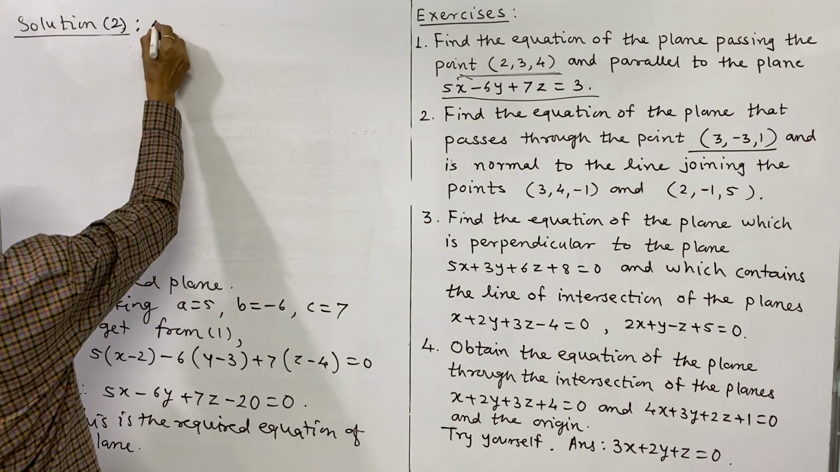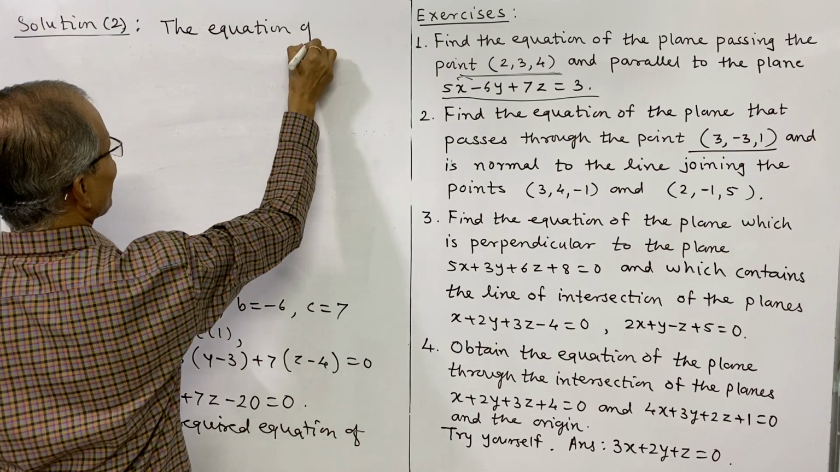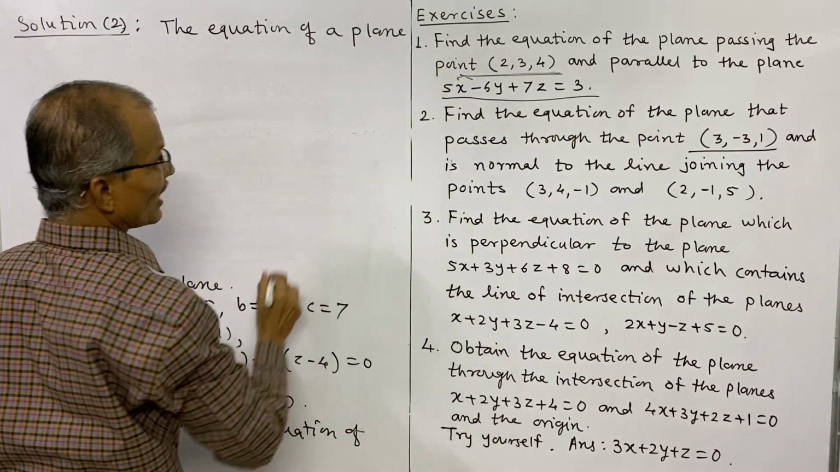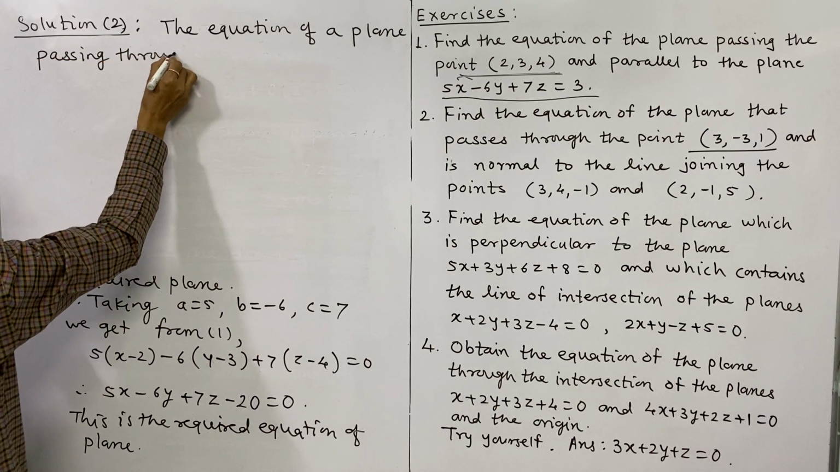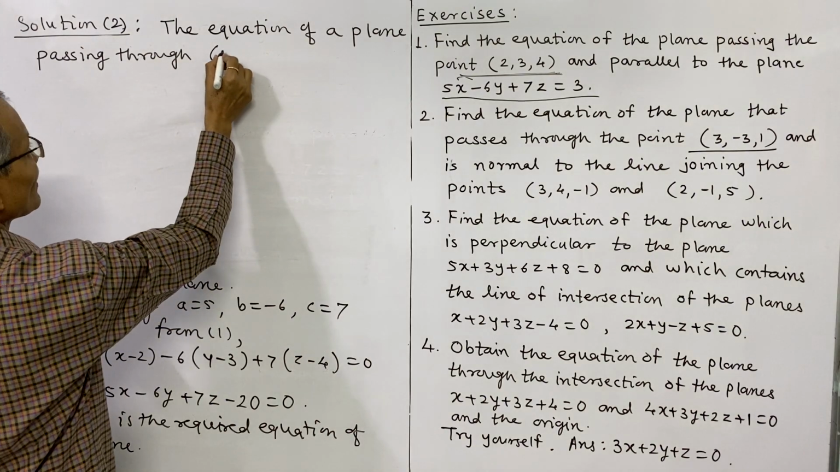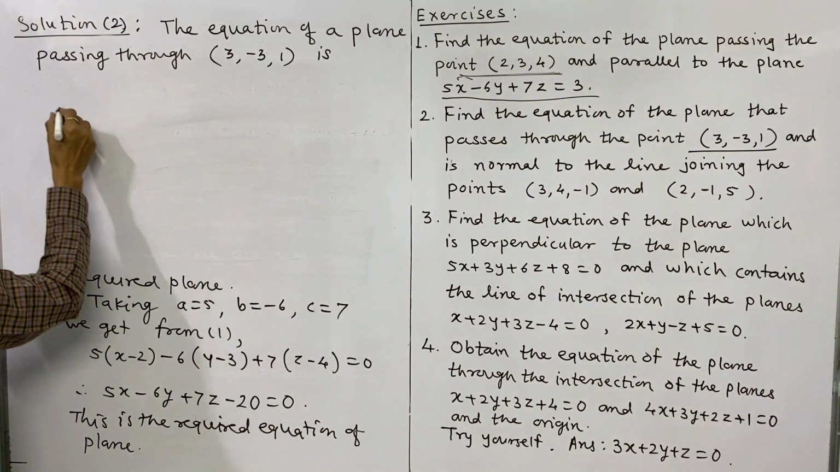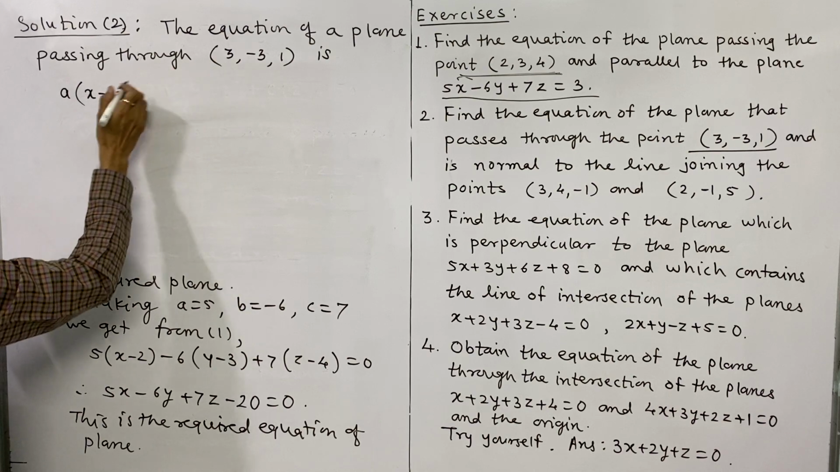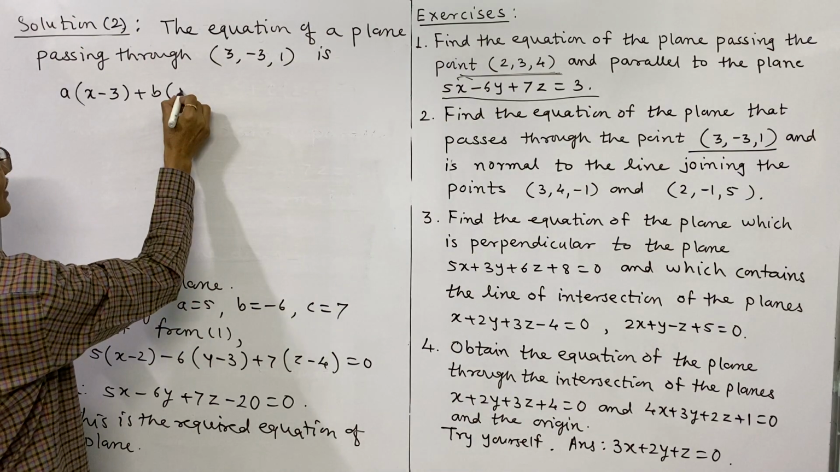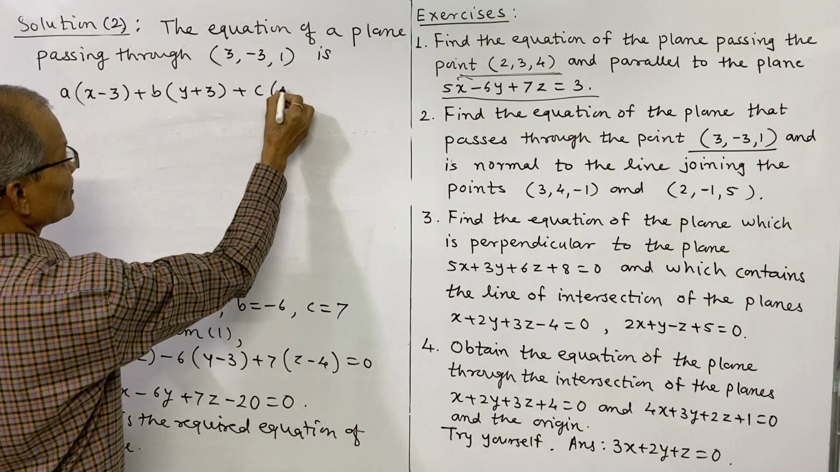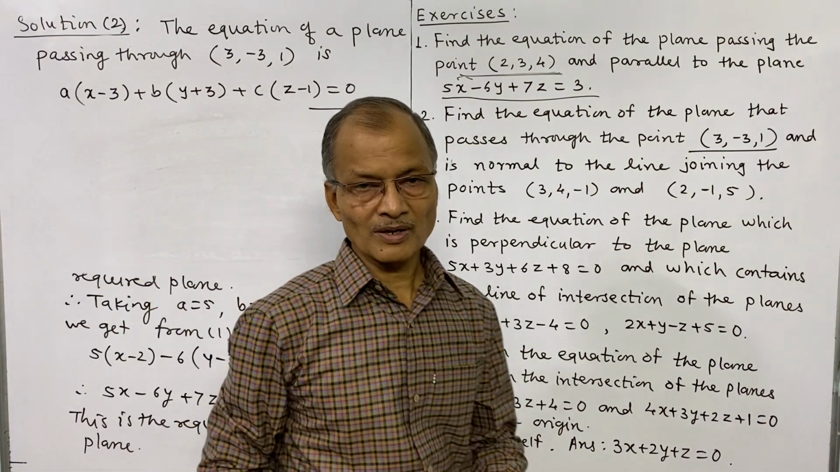First we write the equation of plane. The equation of a plane passing through the point 3, minus 3 and 1 is, as earlier, a into bracket x minus x1, here 3, plus b into bracket y minus 3, which will be y plus 3, plus c into z minus z1, which is 1 here, is equal to 0. This is the equation of the plane.